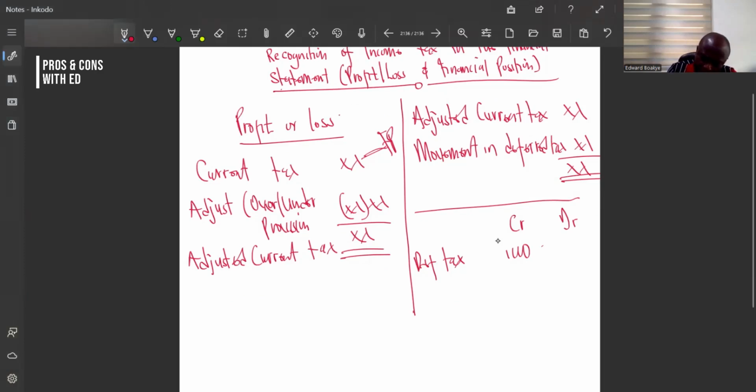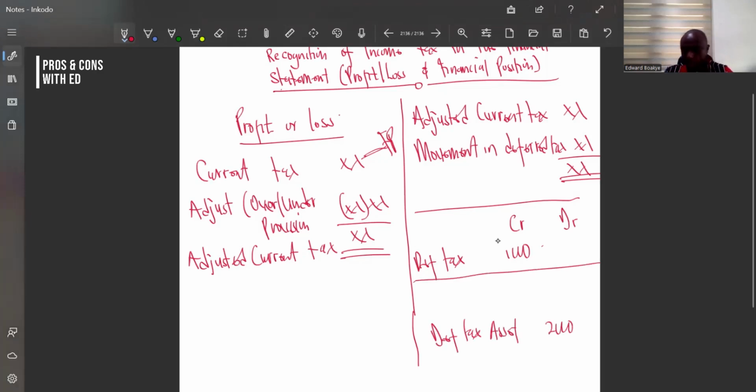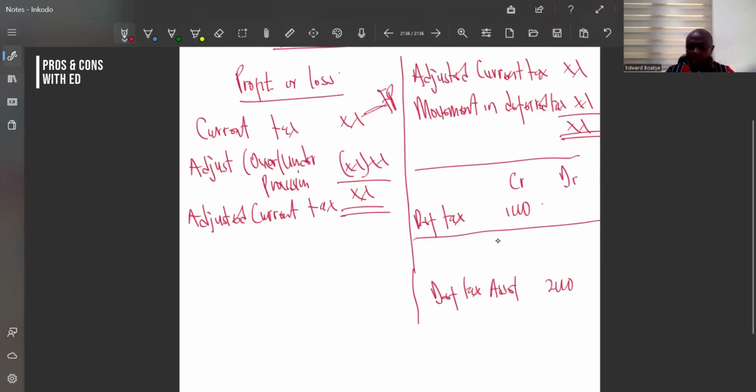So I calculate this year and I get a deferred tax asset of 2,000. Please, this is the trial balance, right? But this year I calculate and I get a deferred tax asset of 2,000. Then it simply means that the movement has moved from a liability of 1,000 down to what? 2,000 assets. So what is the movement?